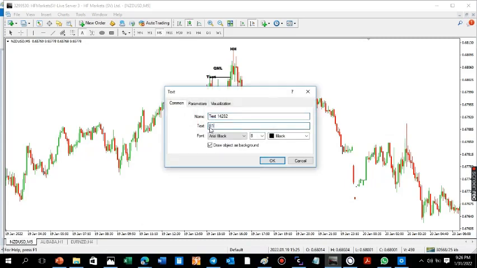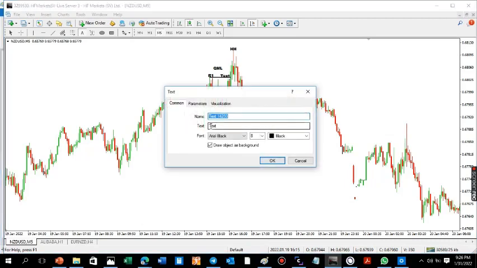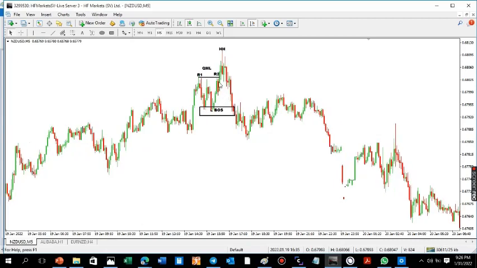So this is R1. Let me just label that. This will be my R1 and R2 right here. It might not be very visible because this is on the 5 minute time frame, and then this is R2. It's R1 and R2. This is what we call a dual resistance. And remember what I said?